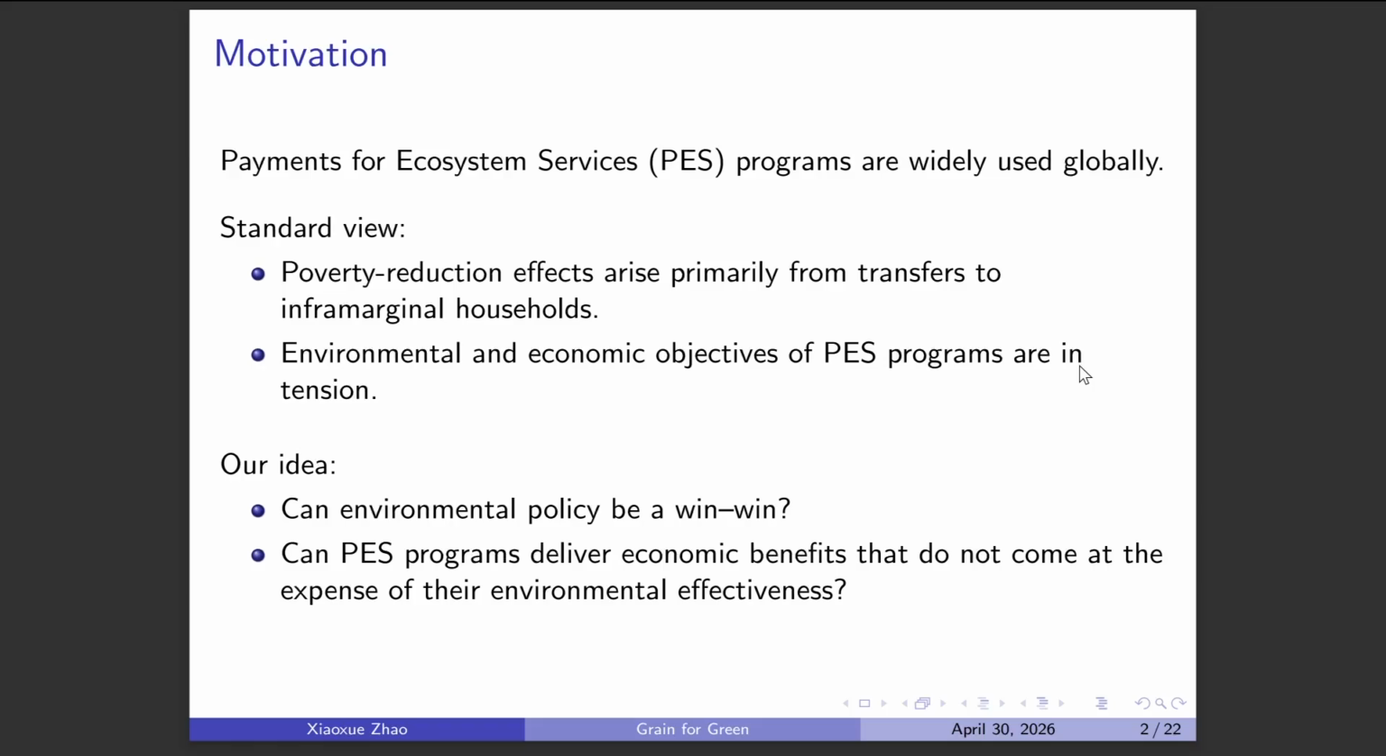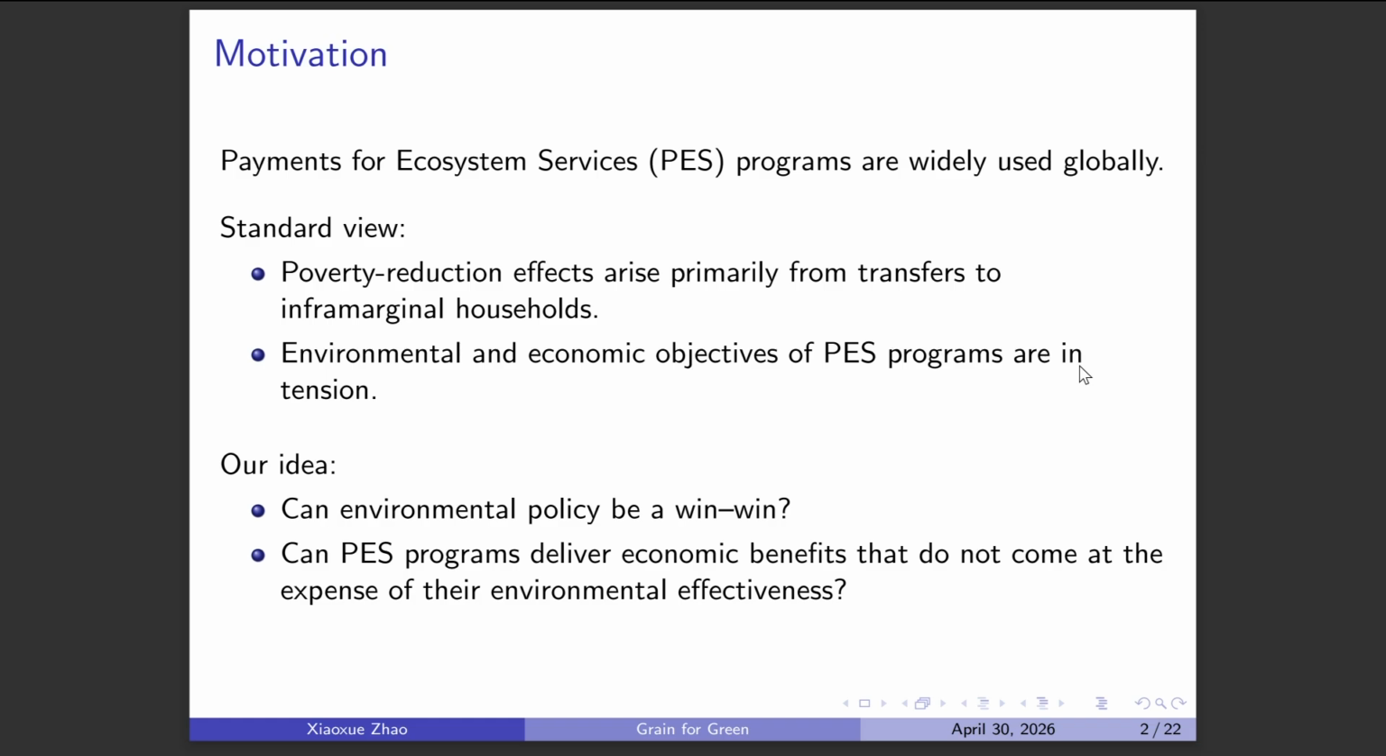So let me first spend a couple minutes trying to motivate the project. Payment for ecosystem services, which are programs that provide transfers to landowners to provide ecosystem services, are now widely used around the world as an essential approach to improving ecosystem services, while at the same time maintaining the economic security of those who provide them.